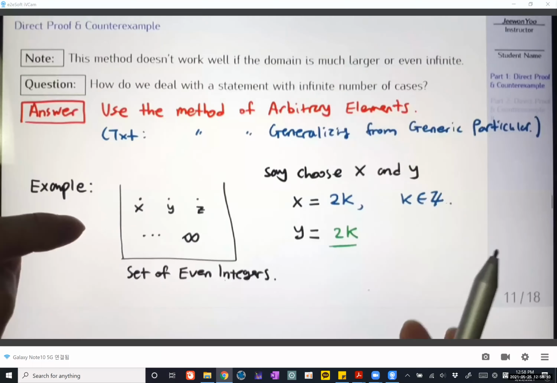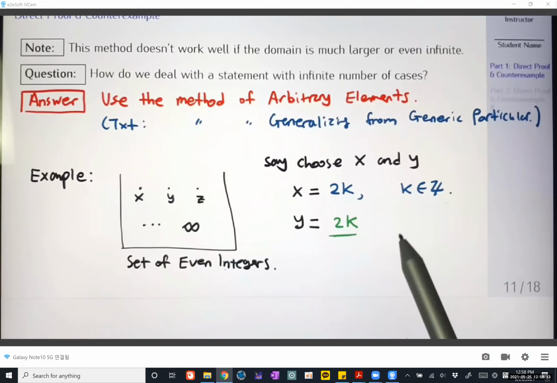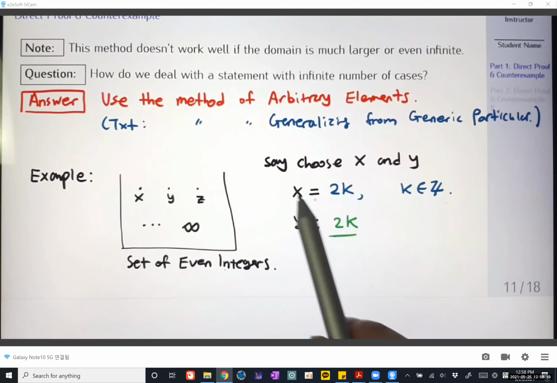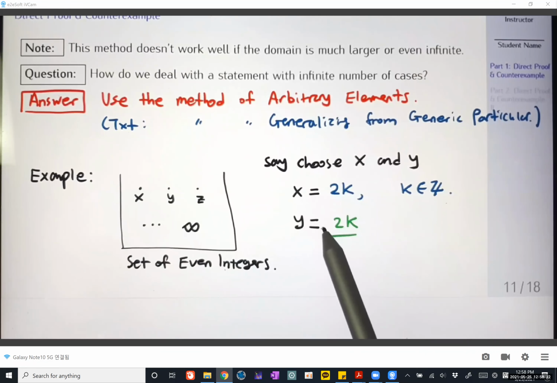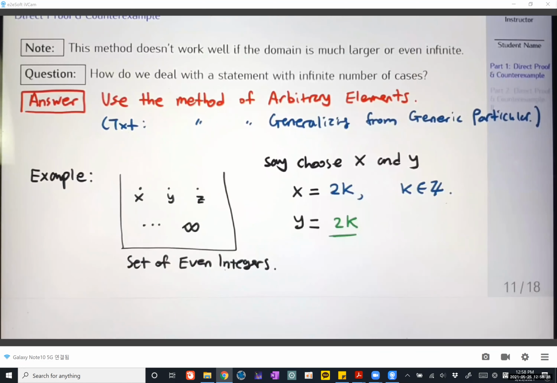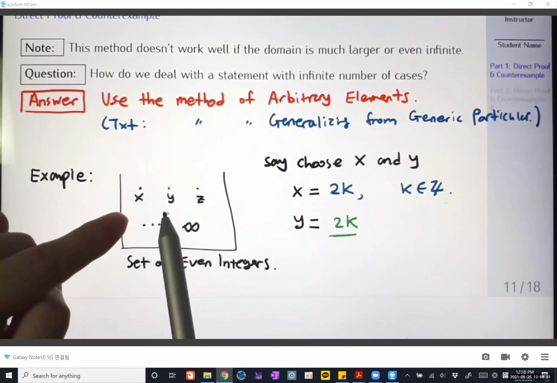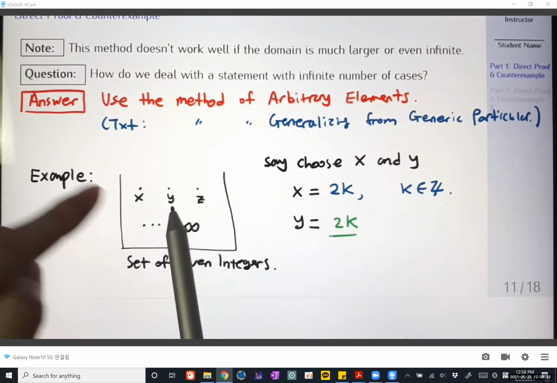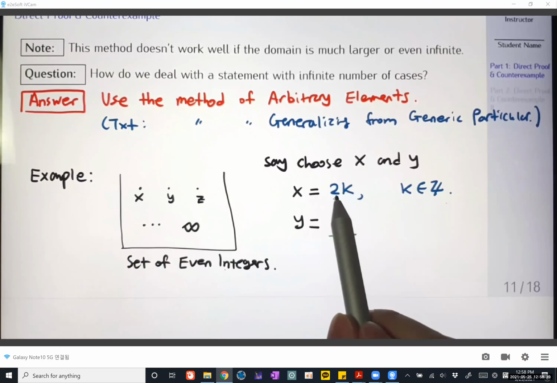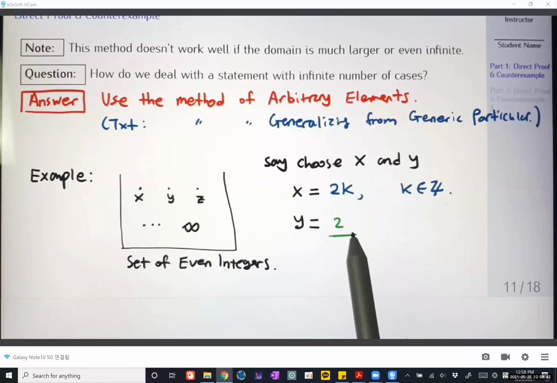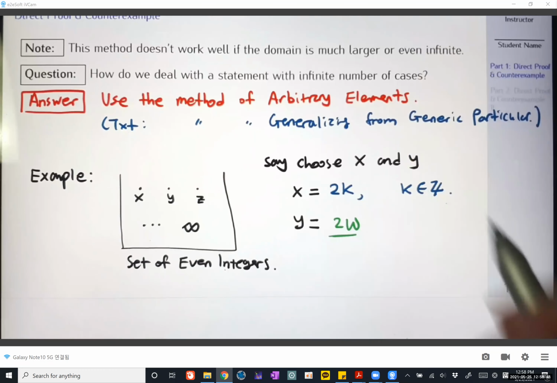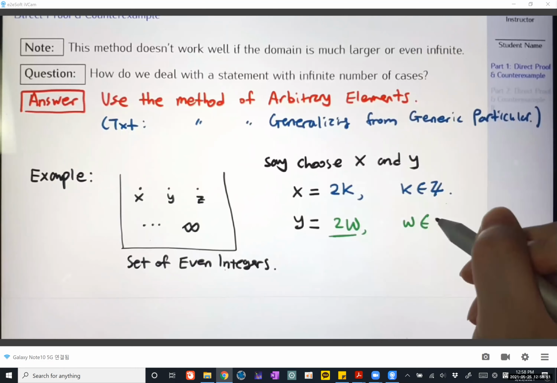Everyone, I'm very happy that I brought this up right now because it's actually a common mistake from the students. Writing the same variable at the same time for both x and y, that means we're assuming x and y are equal, right? But we picked two different elements in the domain. So we cannot use the same variable anymore. We have to use two. If we use 2k at the beginning, we have to use 2 times something else, say w. Thank you, Daria. 2w for y, where w belongs to the set of integers.